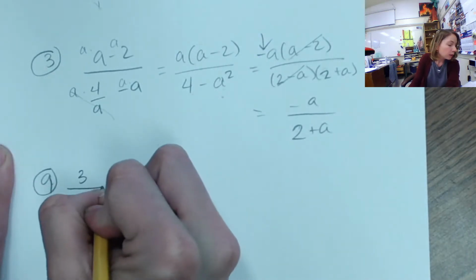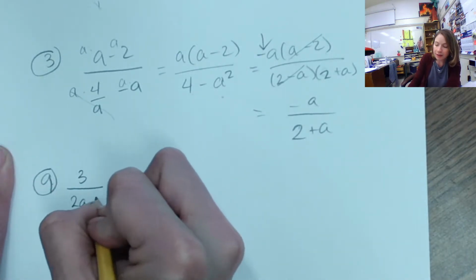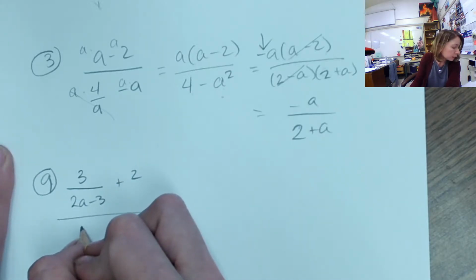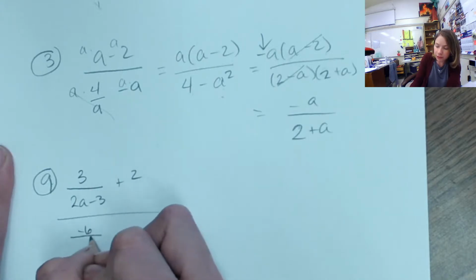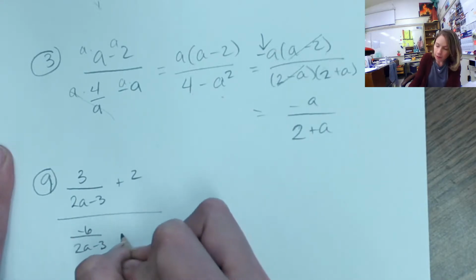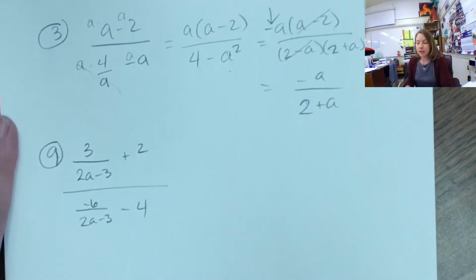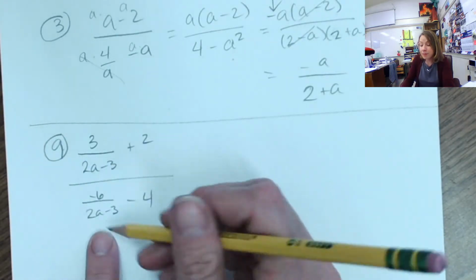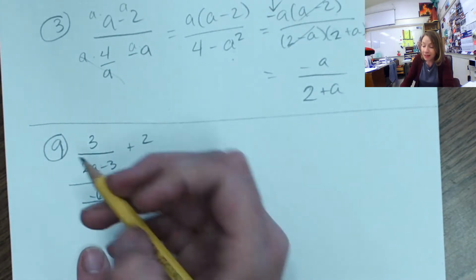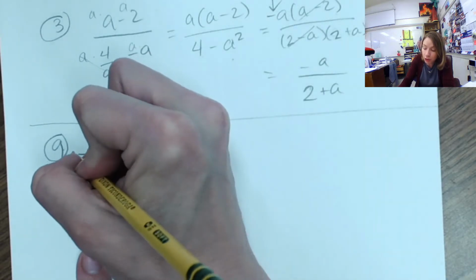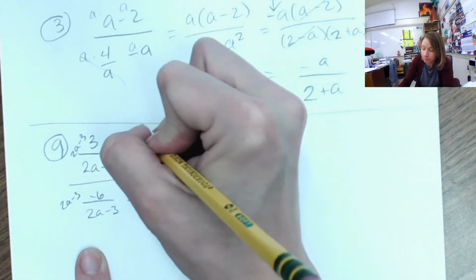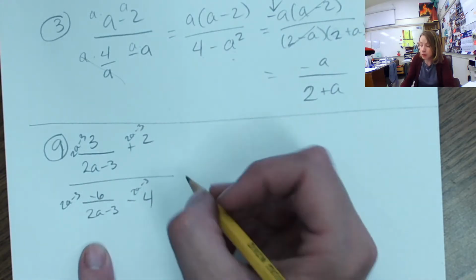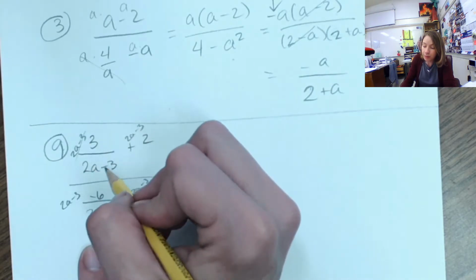I've got 3 all over 2a minus 3 plus 2 all over, I've got a negative 6 over 2a minus 3 minus 4. So for this one, remember, we are still going to find our common denominator. That's going to be the whole goal. The common denominator of everything here is this 2a minus 3. So I'm going to multiply every term by a 2a minus 3. If I multiply it to everything, then I haven't changed my equation. So I can get rid of my 2a minus 3 here.